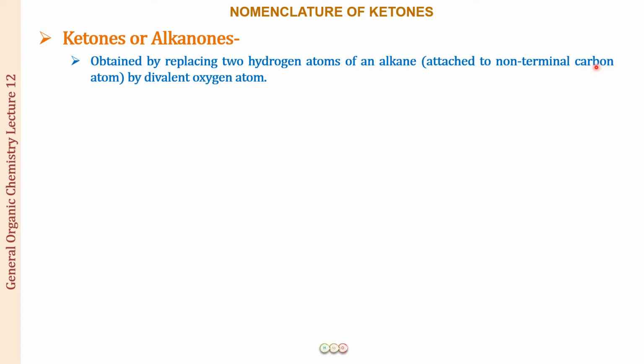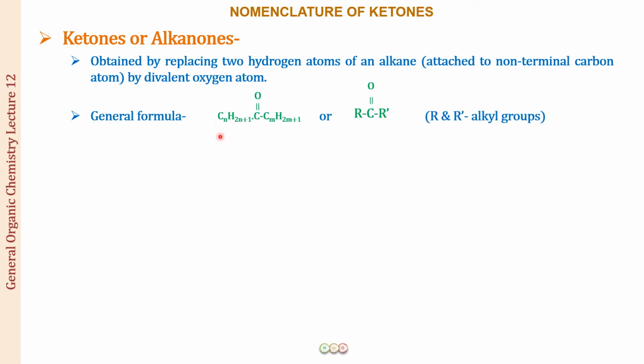So what are going to be the non-terminal carbons? Neither the first carbon nor the last carbon of the chain. We will be choosing that carbon which is in between the first and the last carbon, right? So those carbons, they are called as the non-terminal carbons. So let us see the general formula.